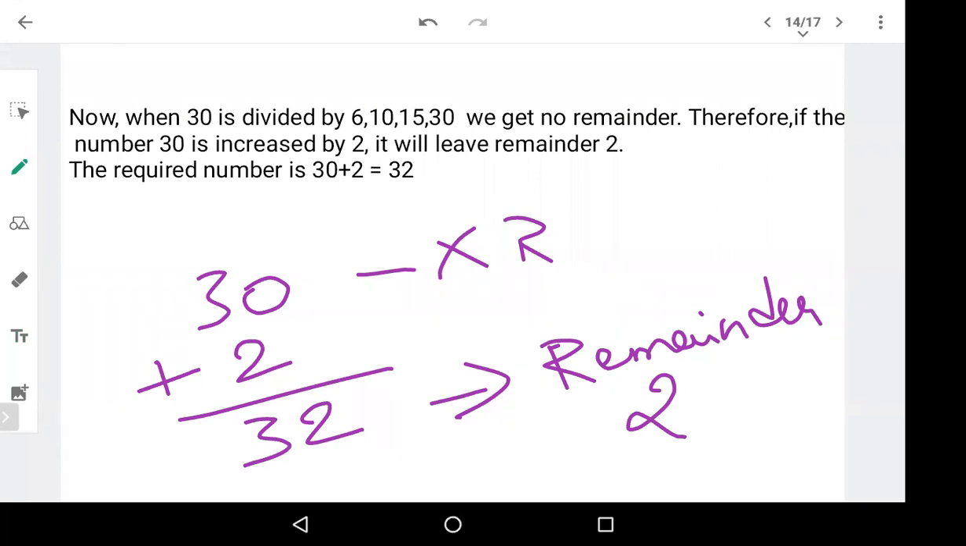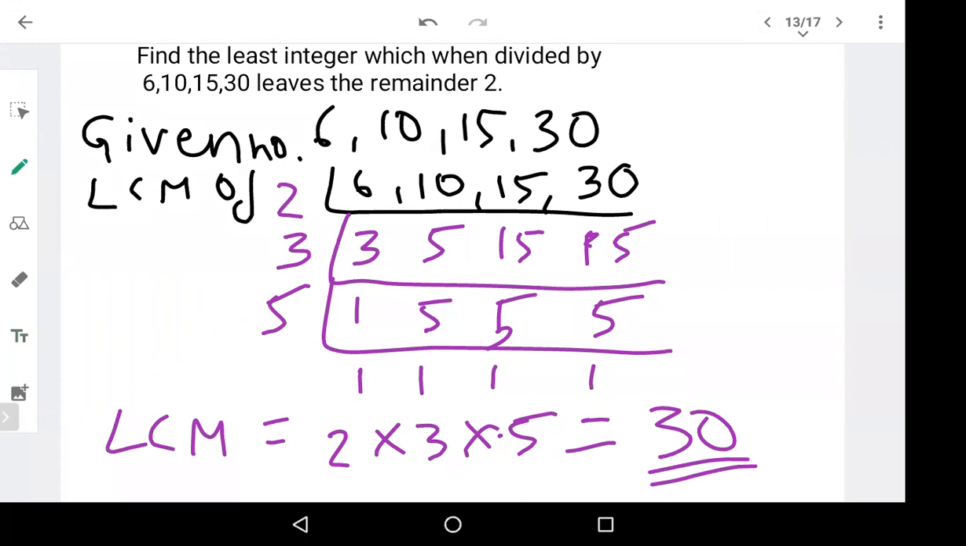Everybody understood, right? One thing that you have to note in the problem is that when they are saying least integer, calculate LCM. But when they are talking about highest integer, calculate HCF. Usually least integer is LCM, and highest integer is HCF. Clear? Can we go to the new concept? Yes.